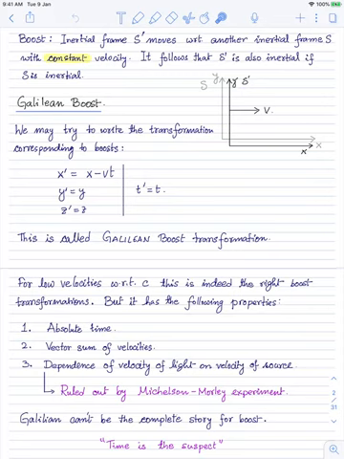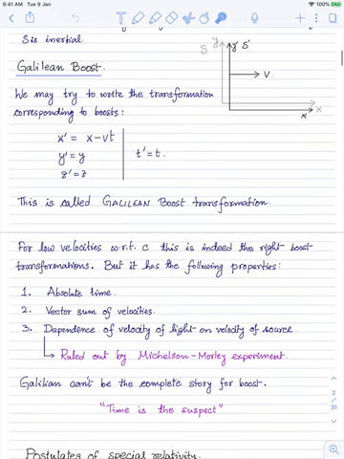Okay, there is no difference between the ticking of clocks between S and S prime. Only in that case can you say that the transformation between x and x prime is this. So this fact that t is equal to t prime is basically an assumption that you are making, and this transformation is called Galilean boosts.